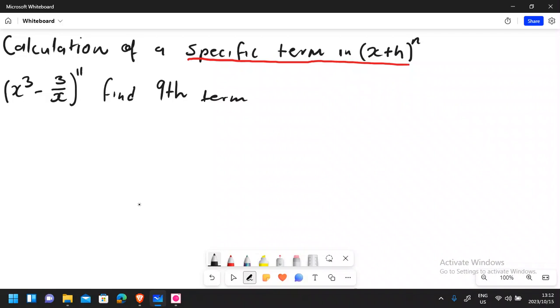Now on this video we'll be calculating a specific term of this expression that you see there. Man, it looks intimidating, but to be honest with you, it is really straightforward, guys.